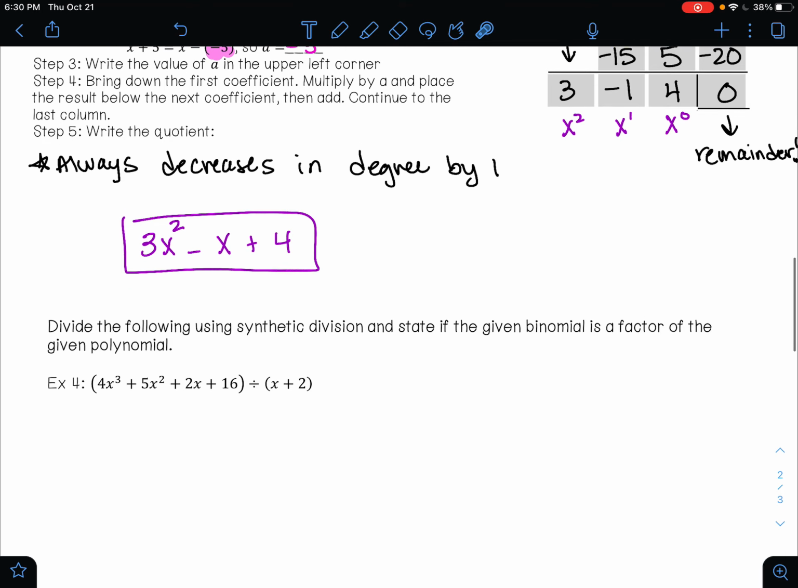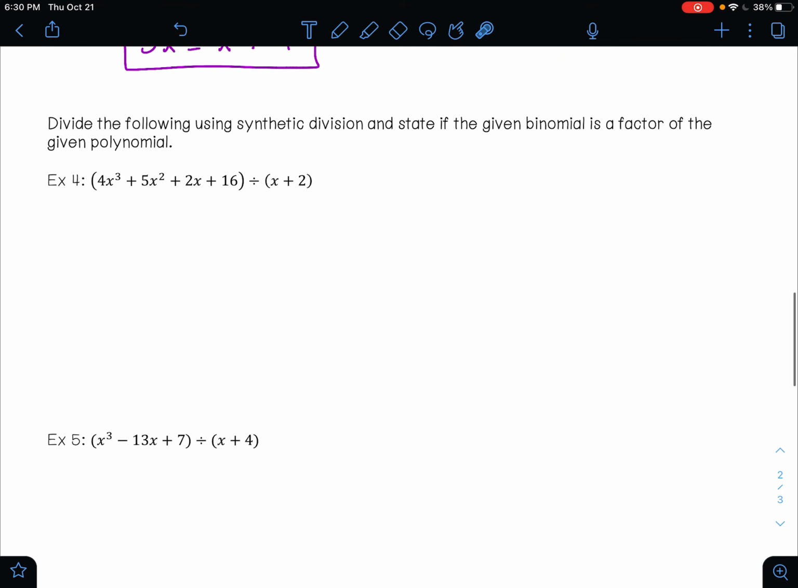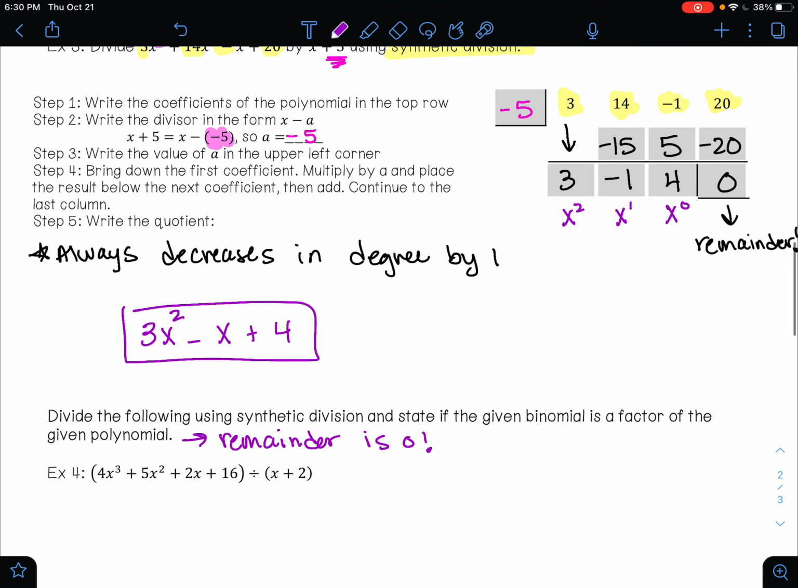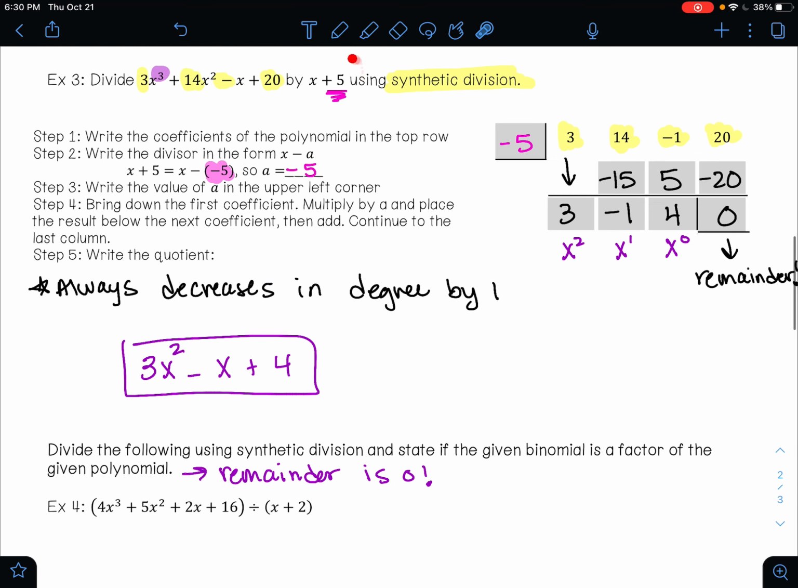Let's look at example 4. It says divide the following using synthetic division, and then state if the given binomial is a factor of the given polynomial. Again, this will happen when the remainder is 0. So with this one, our remainder was 0, so x plus 5 is a factor of x cubed plus 14x squared minus x plus 20.